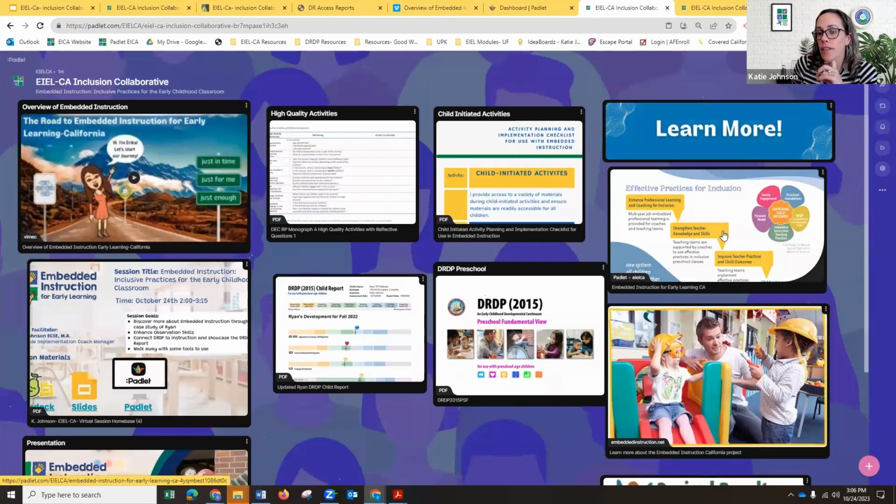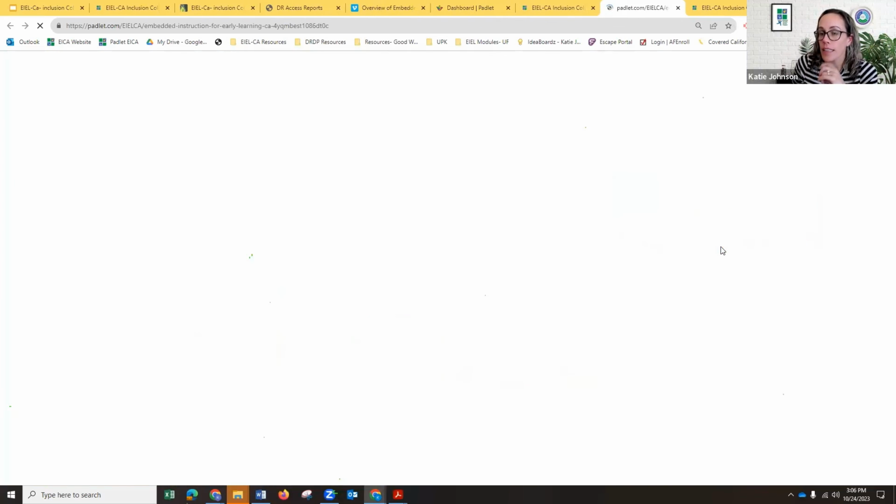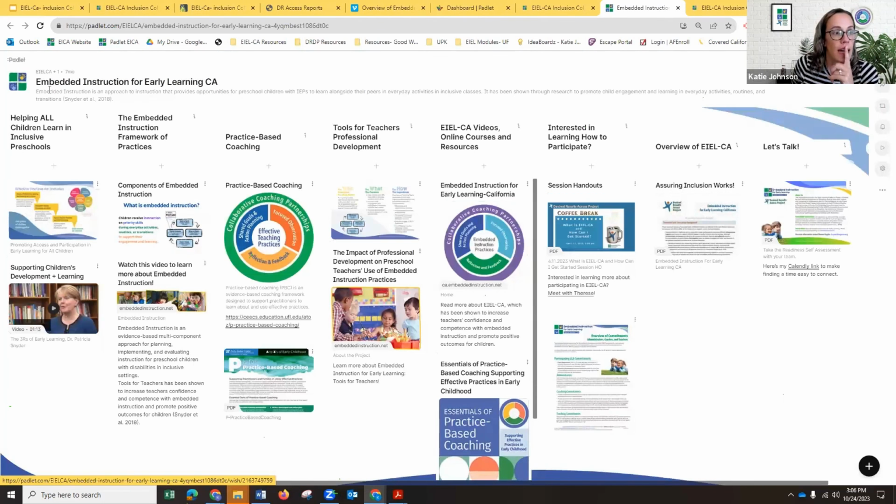And then over here, you have access to the other Padlet, which has a lot of stuff on embedded instruction. This one is a bit deeper, and if it feels overwhelming, you can ask me what you might want to look at there. We can have those conversations there. But you'll see that there are multiple resources as well as videos around what is embedded instruction within the context of California.